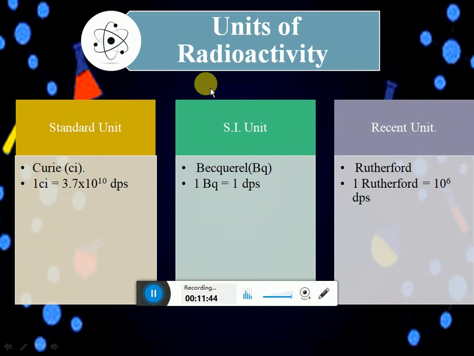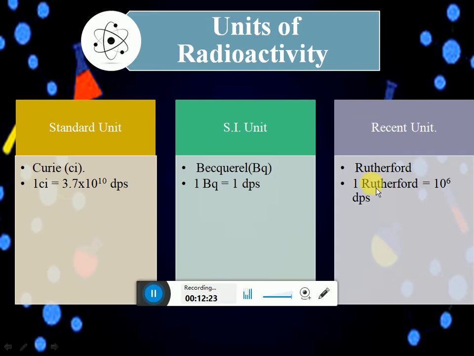Now the unit of radioactivity is represented in 3 different types of units. The first is the standard unit, represented by the Curie unit. Madame Curie gave this unit, so it is called the Curie unit. 1 Curie equals 3.7 into 10 to the power 10 dps, where dps stands for disintegration per second. Our SI unit is the becquerel. 1 Bq is equal to 1 dps, meaning 1 becquerel equals 1 disintegration per second.